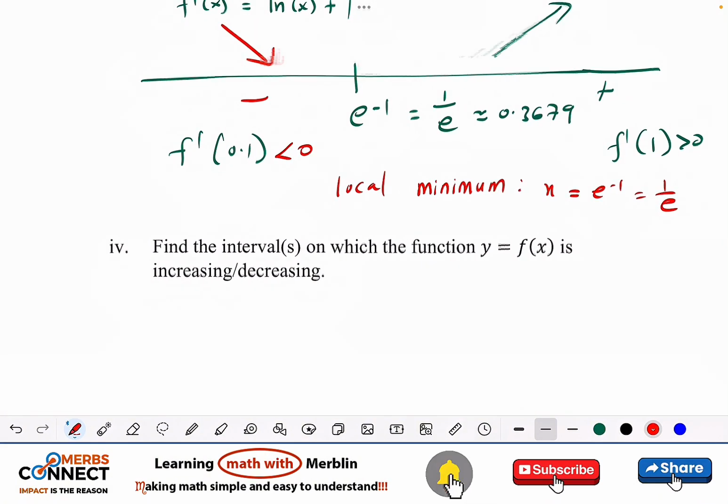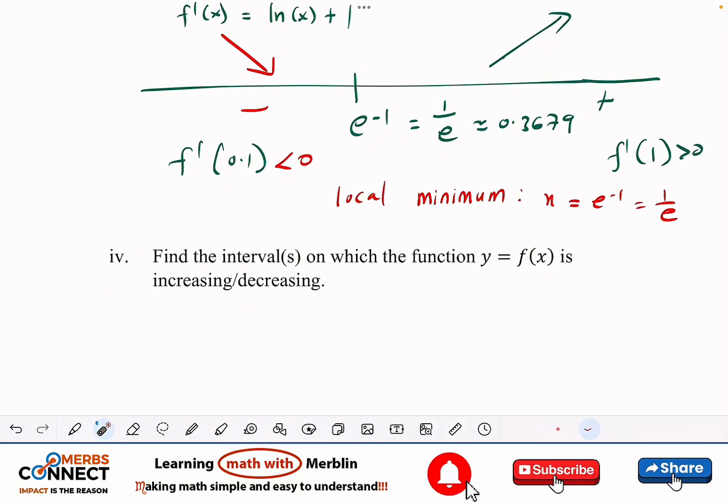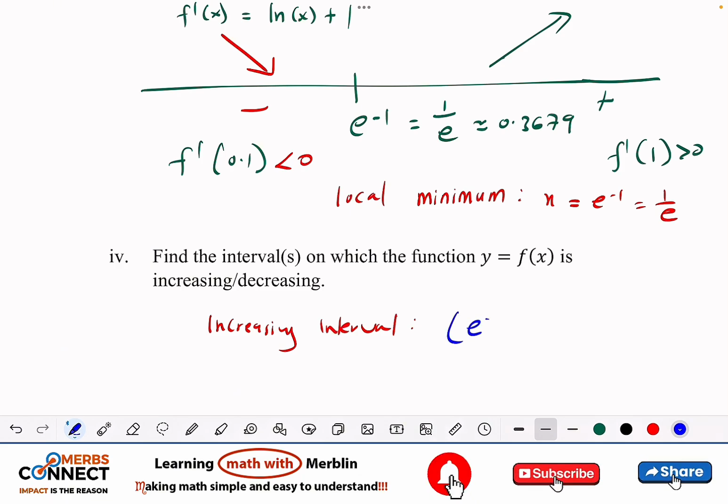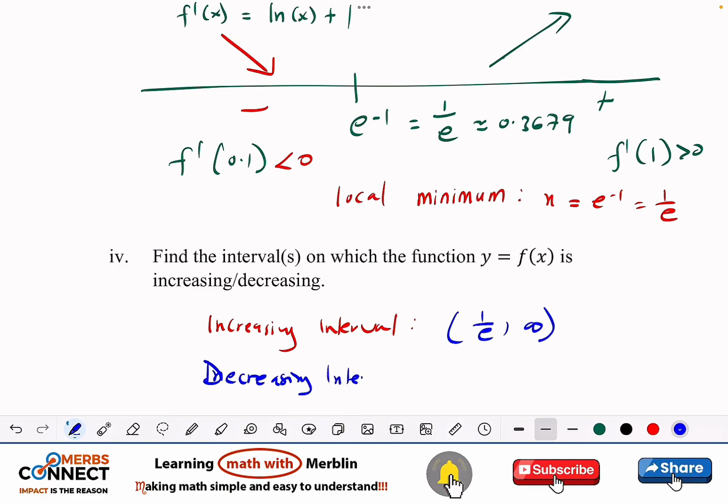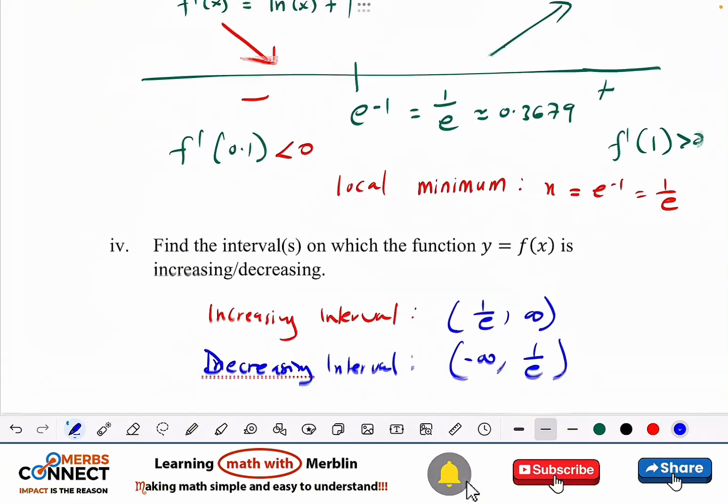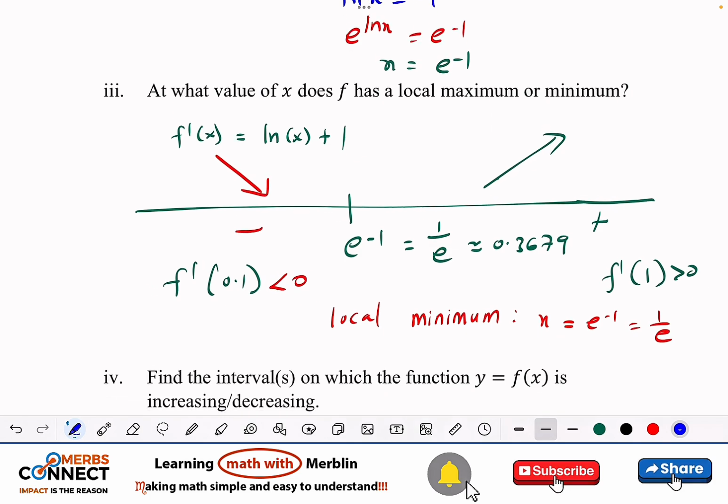Now increasing and decreasing interval. This is kind of a bonus, because we come here. The increasing interval is going to be from e to the power minus 1, or let me say 1 divided by e, up to positive infinity, and then the decreasing interval is going to be from minus infinity up to 1 over e. So very simple from this one. Good.